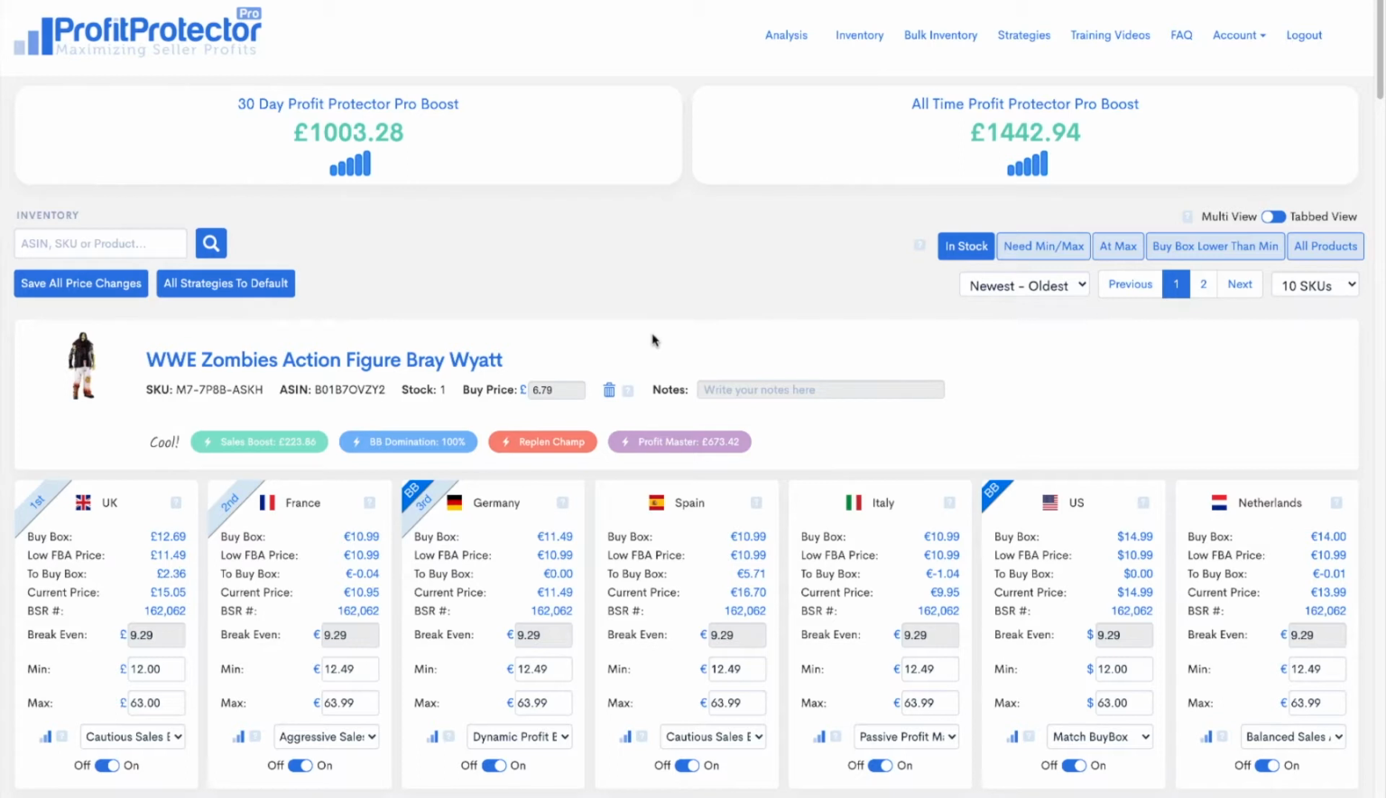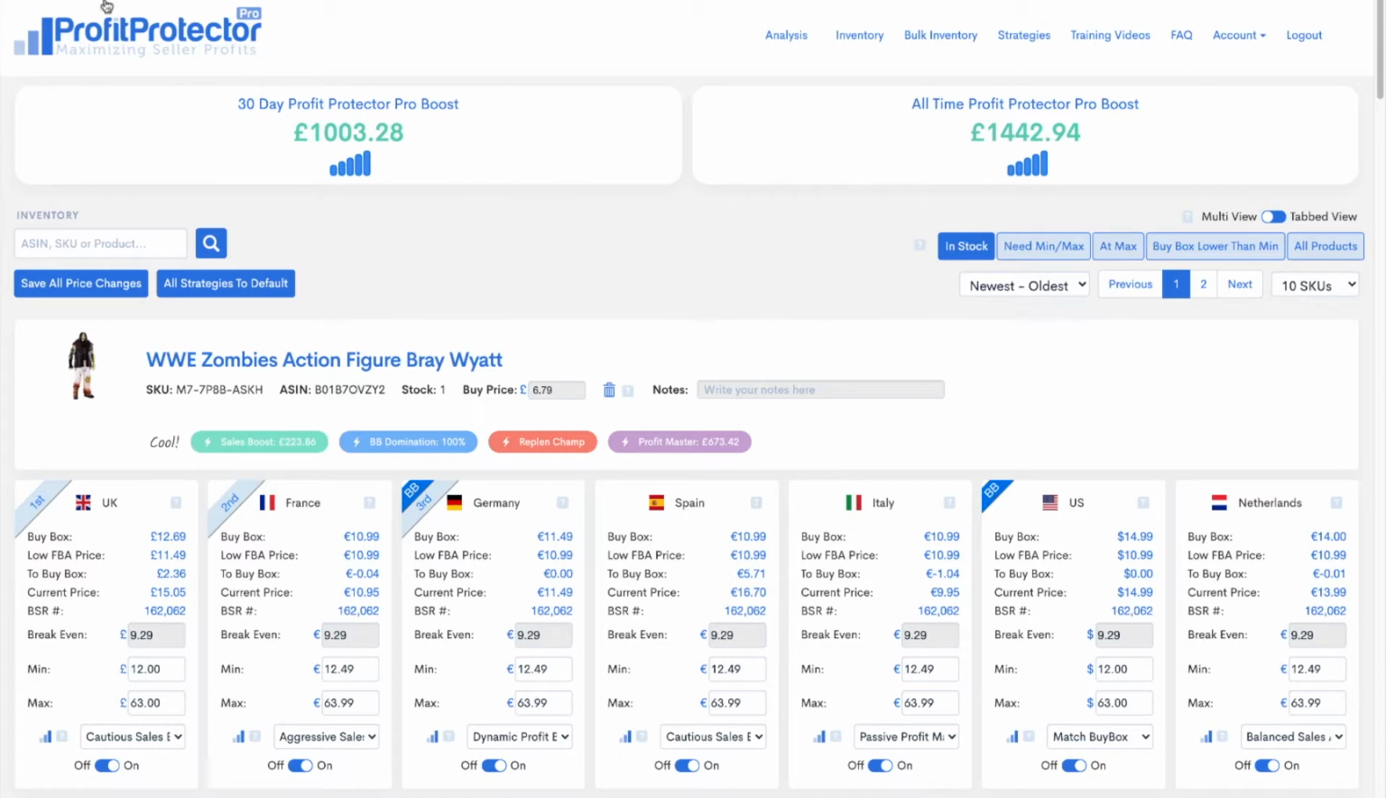So let me talk you through the awesome features of Profit Protector Pro, and I'm really excited to share these with you today. I'm going to start on the inventory page, as that's probably where you're going to be most of the time as you use the software. Profit Protector Pro is an amazing repricer, and we are all so proud of what it achieves for our clients in terms of boosting their profits.